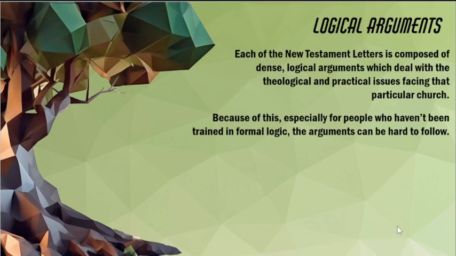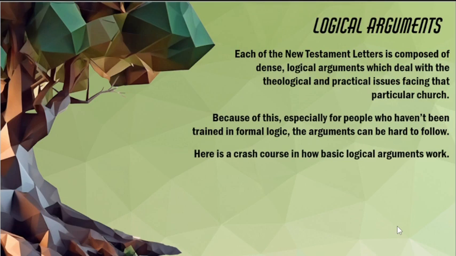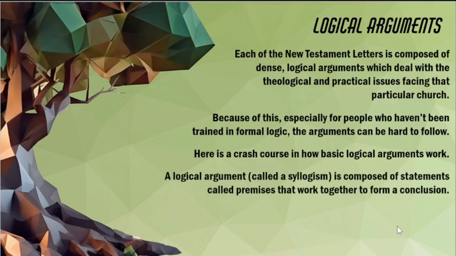So what I'm going to do here for you is give you a crash course in how some basic logical arguments work. I'll try and make it as simple as possible here. But this can give you an idea of what to look for, what kind of structures to look for, what words to look for as you read this. So a logical argument technically is called a syllogism. And a syllogism is composed of various statements, which are called premises, that work together to form a conclusion.